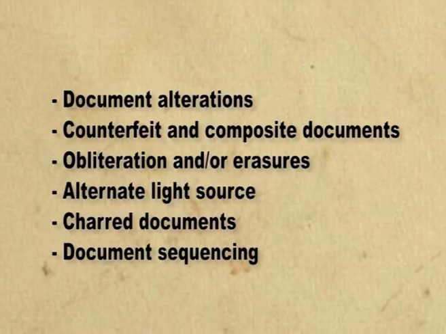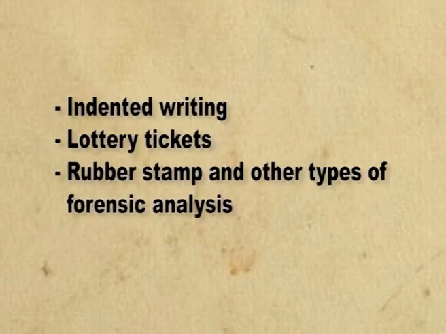The questioned document unit of the lab examines evidence that contains printed, written or typed material: written or hand printing and signatures, identification and comparison; document alteration; counterfeit and composite documents; obliteration and/or erasures; alternate light source, charred documents, document sequencing, indented writing, lottery tickets, rubber stamps and other types of forensic analysis. GEQD has numerous functions related to the analysis of questioned document evidence.